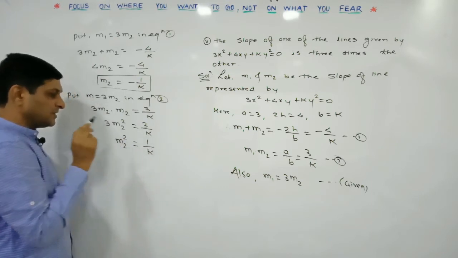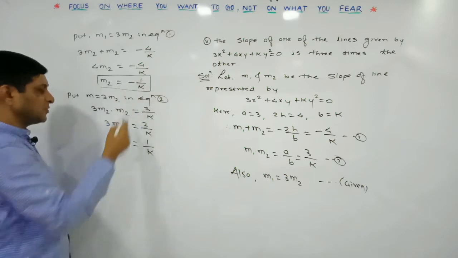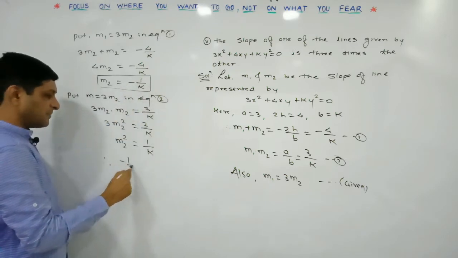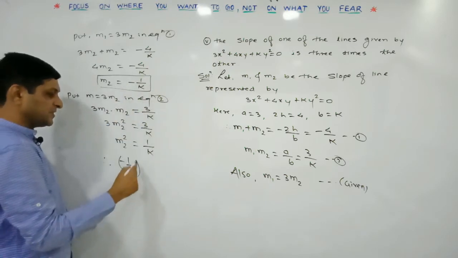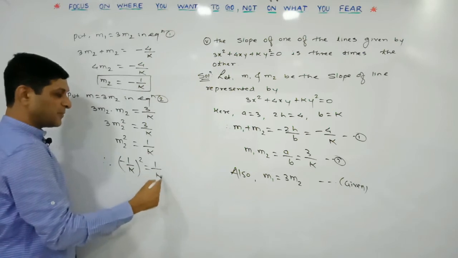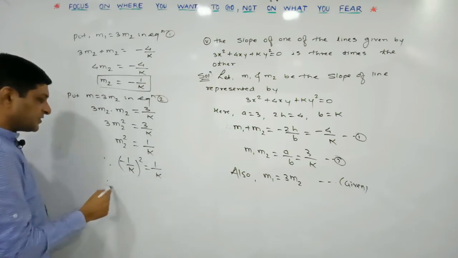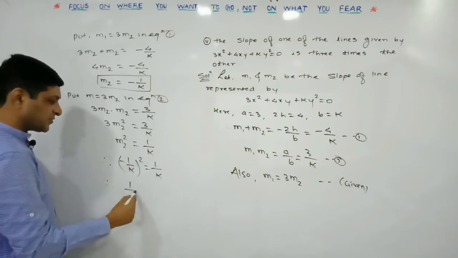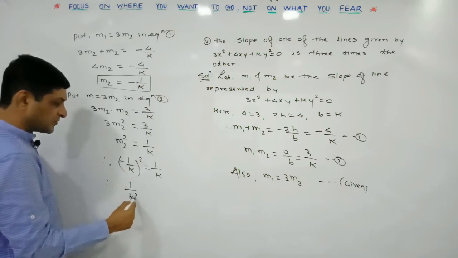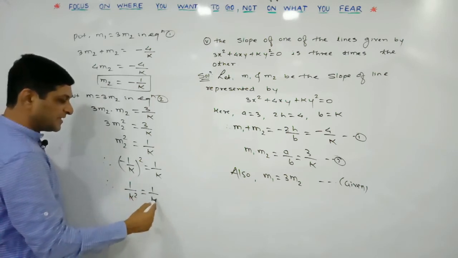Now I am substituting the value of m2. What is the value of m2? Minus 1 upon k. Keep the square as it is. On this side 1 upon k also as it is. Now what is the square of minus 1? It will be plus 1. Square of k will be k square. On this side 1 by k, keep it as it is.